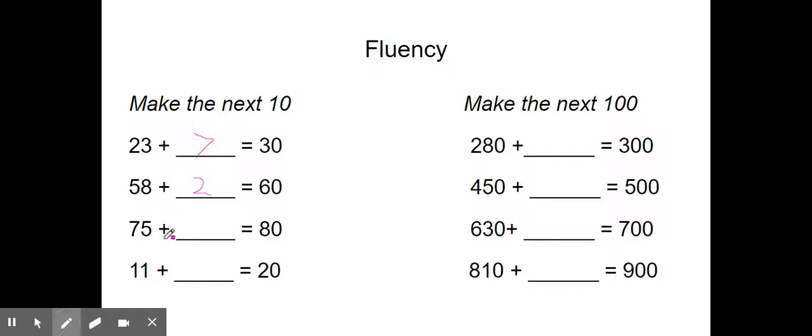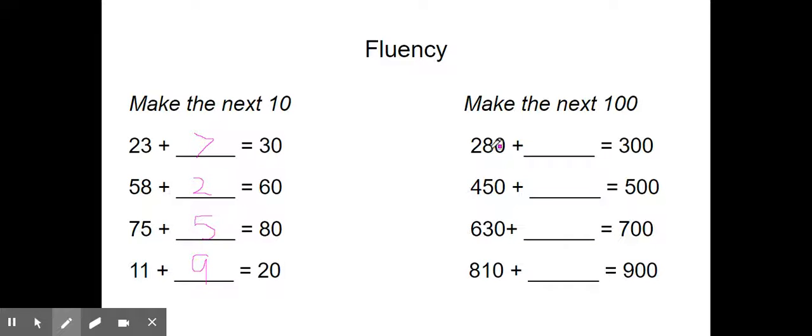75 plus blank equals 80. 5 and 5 are partners to 10. So 75 plus 5 equals 80. 11 plus blank equals 20. 1 and 9 are partners to 10.